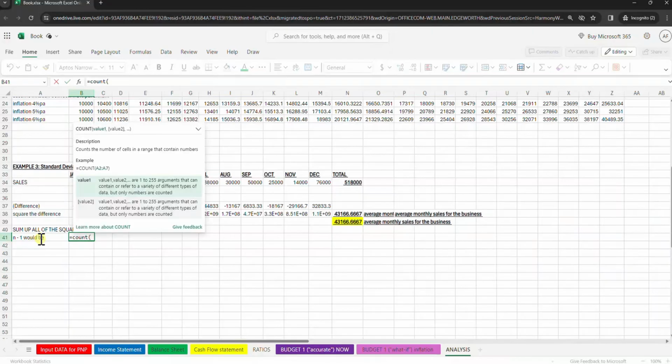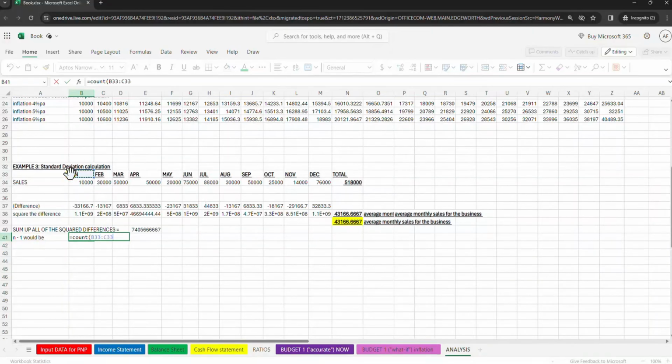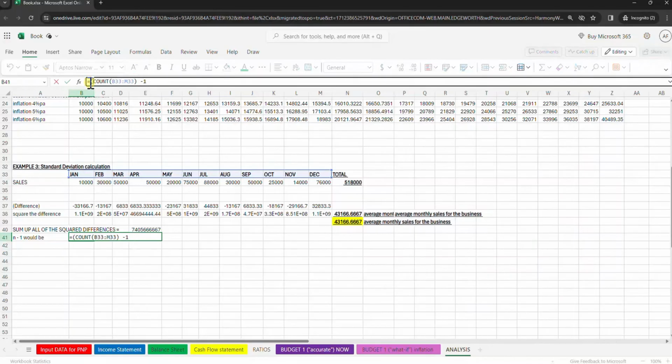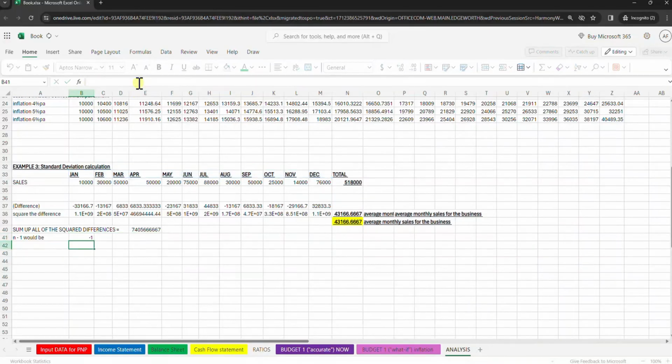Let me try the count function, close brackets, minus 1. Did that add up? No, it didn't work out the count. Let's put another bracket here and see if that'll work. Still not working. I think it's because this is text, not numbers. It's fine. Let's just leave it as 12 minus 1. Okay, 12 minus 1 would be 11.